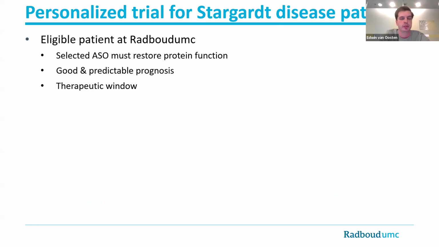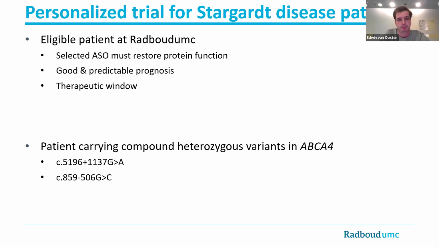Within the Radboud UMC, we identified a Stargardt disease patient that might be eligible for this N-of-1 type treatment. There are several criteria. One is that the ASO, or the antisense therapy, must restore protein function, that the patient has a good and predictable prognosis, and that there's still a therapeutic window for the therapy to have an effect.